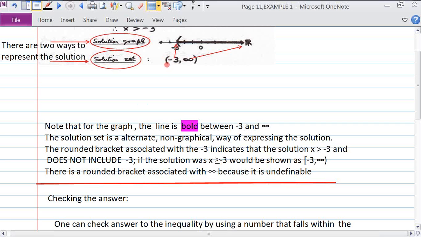So there are only two ways to show this. If the minus 3 was included, put a square bracket like that. This part would be exactly the same. There is a rounded bracket associated with infinity, because it is undefinable. So over here we put a rounded bracket.